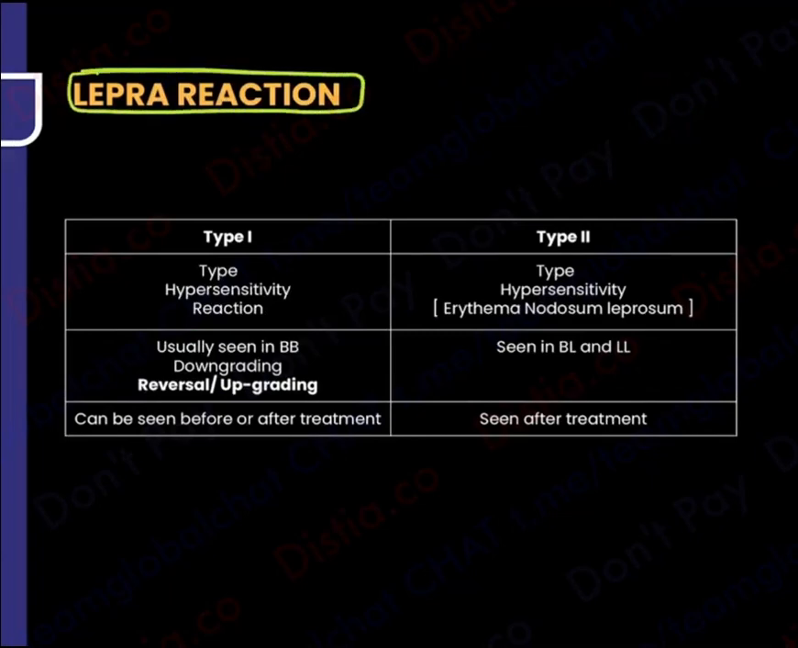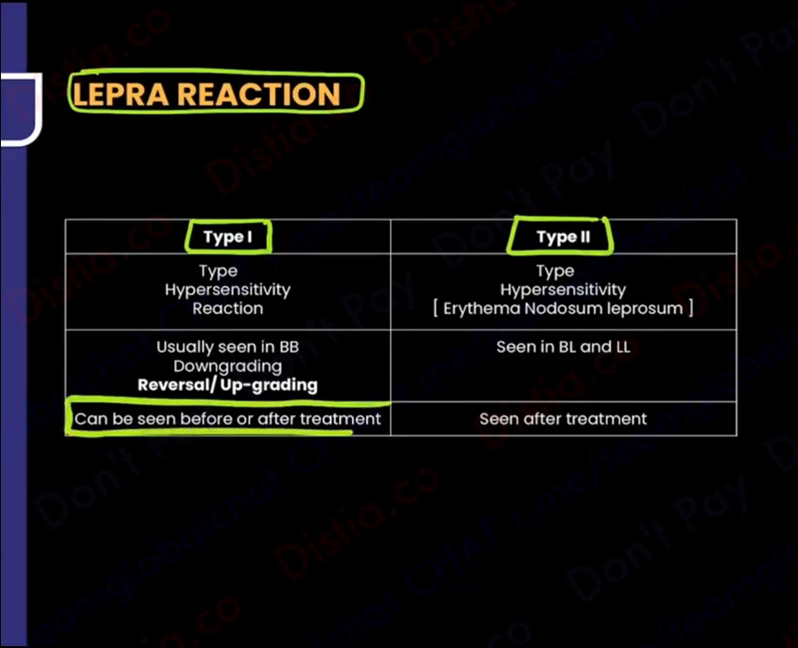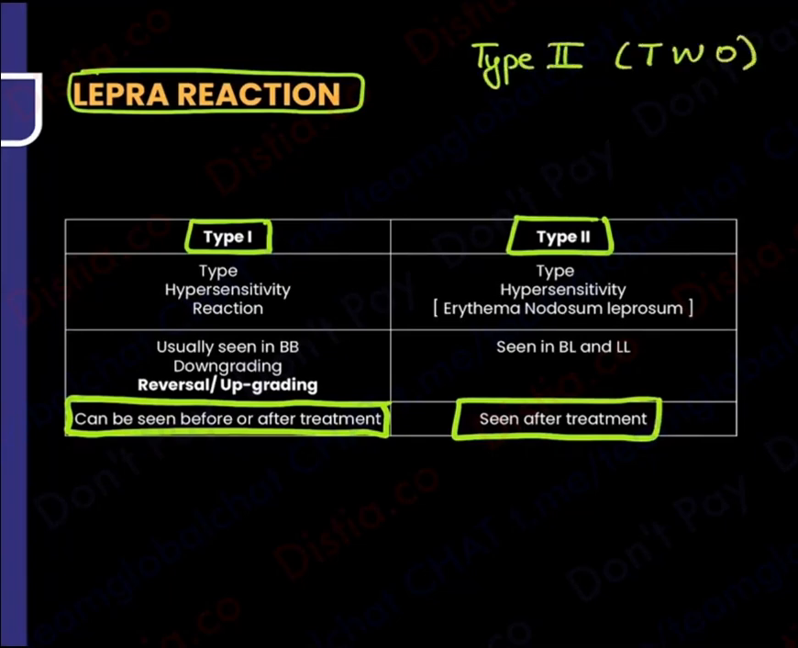So please remember, there is something called type 1 lepra reaction and type 2 lepra reaction. Type 1 can occur before or after treatment, but type 2 is always seen after treatment, not before treatment. So now the best way to analyze this is, for type 2, write the 2 and everything is going to come out as 2. So what is this? This is treatment related. The T is for treatment.